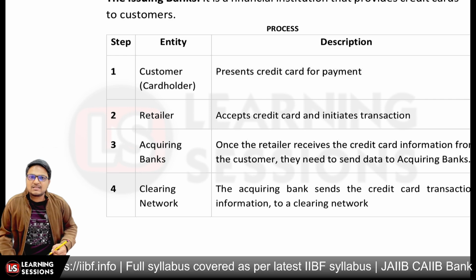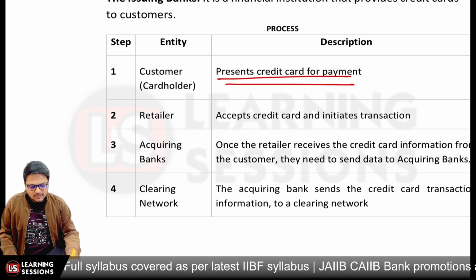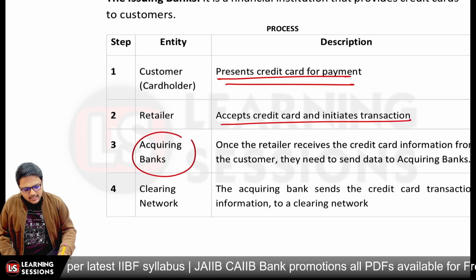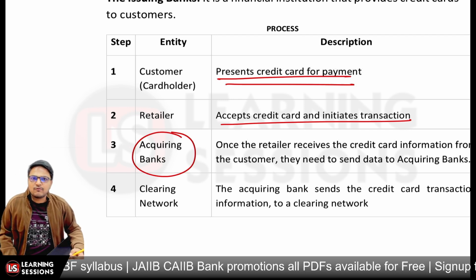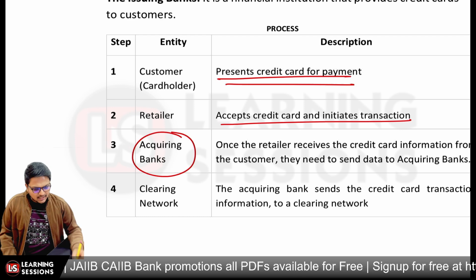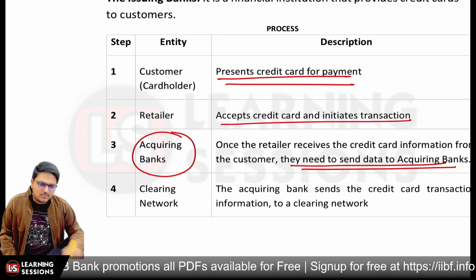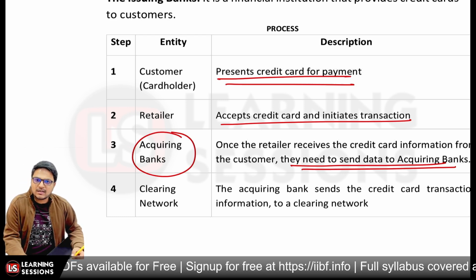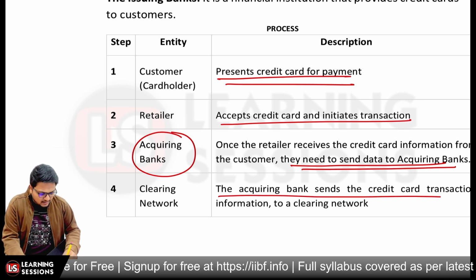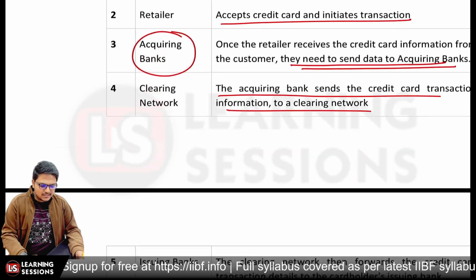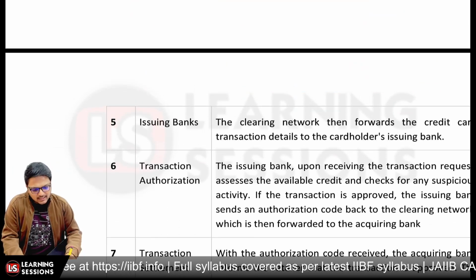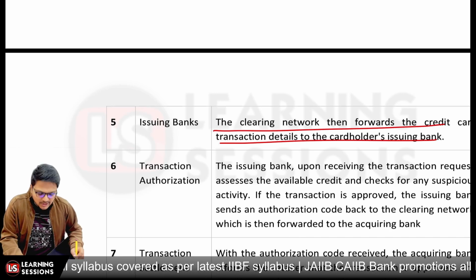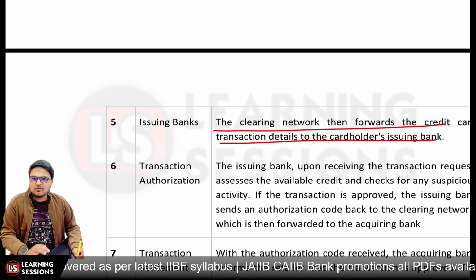So the customer presents the credit card for payment. That's the first step. The retailer will accept the credit card and initiate the transaction. Once the retailer receives the credit card information, the merchant sends the data to the acquiring bank, and through the acquiring bank, the data is sent to the clearing network, that is RuPay or Visa or MasterCard, etc. And through the clearing network, the transaction details are forwarded to the issuing bank, where each and everything will be checked and authenticated, and the transaction will be authorized.